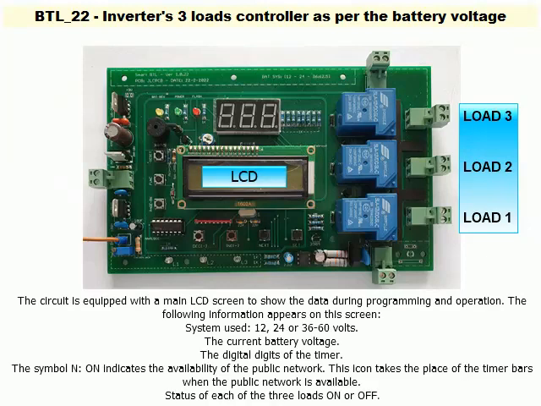The circuit is equipped with a main LCD screen to show the data during programming and operation. The following information appears on this screen. The system used, 12, 24, or 36 to 60 volts. The current battery voltage. The digital digits of the timer. The symbol N indicates the availability of the public network. This symbol takes the place of the timer when the public network is available. The status of each of the 3 loads, on or off.